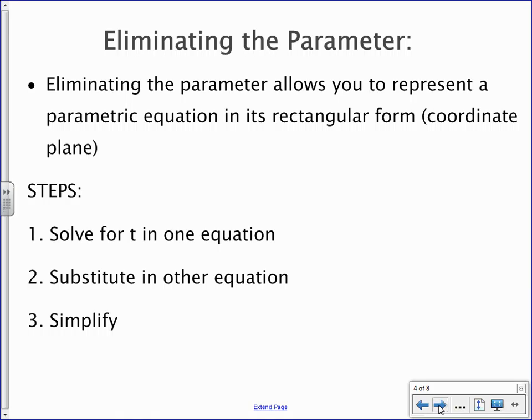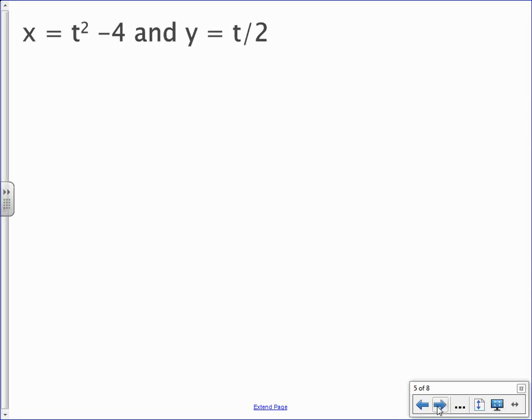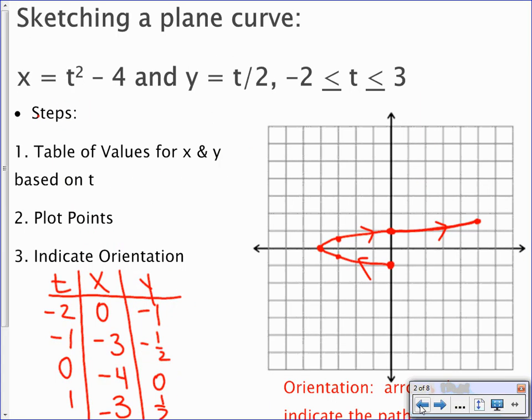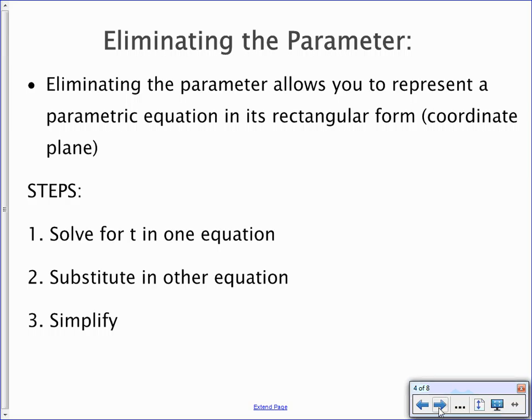So we're going to go all the way back to the very first example that we did. Okay? We're going to go back to this one, and we're going to eliminate the parameter. What did the graph look like? If we were to graph it in its entirety, what does it look like? It looks like a parabola, right? Okay, so maybe that is the kind of equation we're going to get, right?